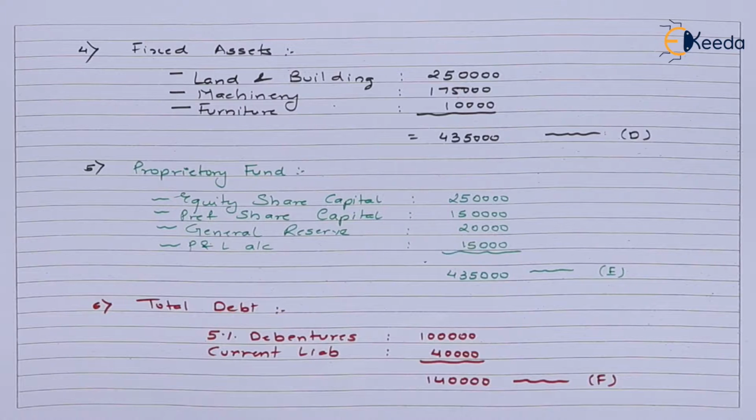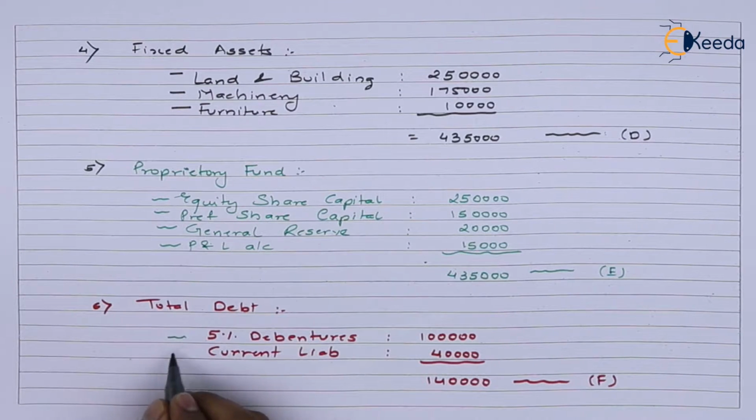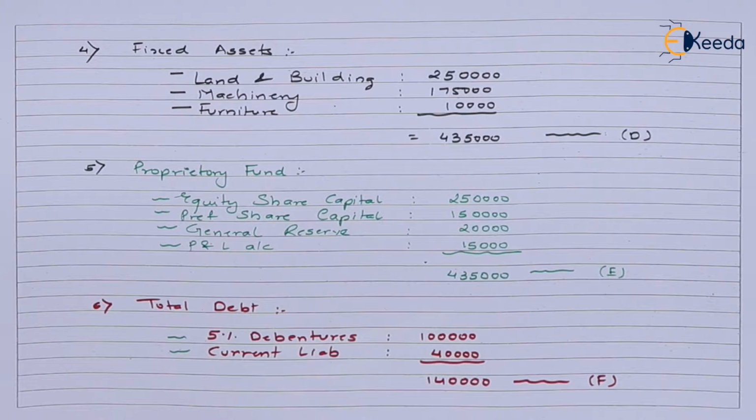The next item that we have figured out is the total debt. That includes the 5% debentures and the current liabilities. The total comes to 1,40,000.